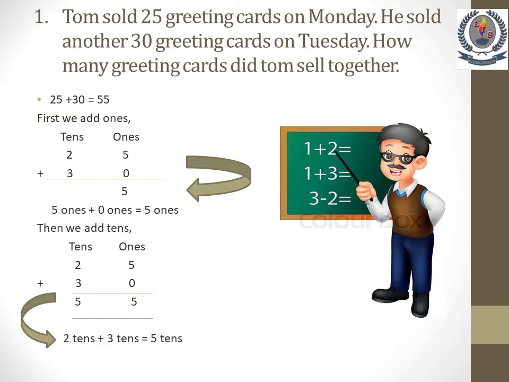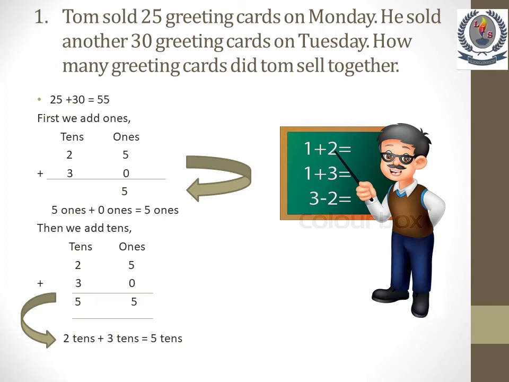Tom sold 25 greeting cards on Monday. He sold another 30 greeting cards on Tuesday. How many greeting cards did Tom sell altogether? To find the answer, we can count on in tens from 25. We can solve simple word problems involving addition based on what you have learned so far.